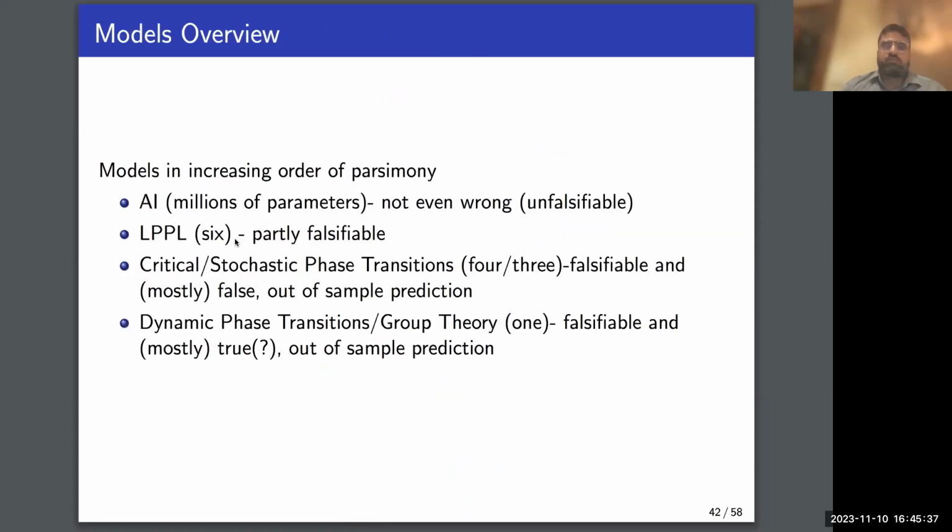So, essentially, just reviewing all the models that we went through, we started with the following models in increasing order of parsimony. Started with, let's say, AI, with millions of free parameters, which is not even wrong, not falsifiable. And then we went to LPPL, which is partly falsifiable. Then critical and stochastic phase transitions, which are falsifiable and mostly false. They have some out of sample prediction. And then dynamical phase transition, group theory, which are falsifiable and hopefully mostly true, with also out of sample prediction.